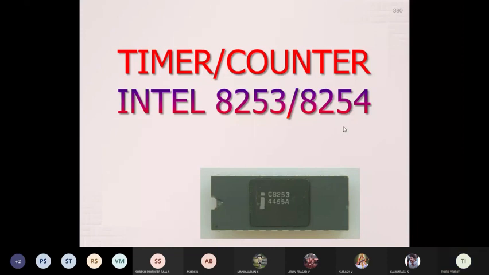Yes? Anyone? So why do we always provide an input to the processor through an ADC? It is a very basic question. Sir. Yes, ma?